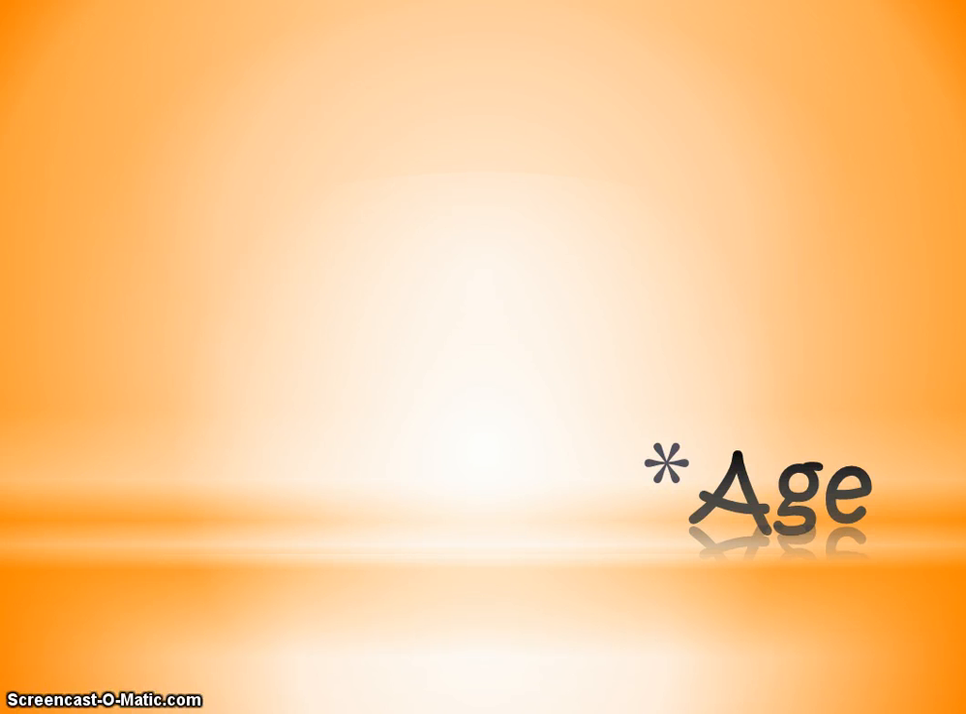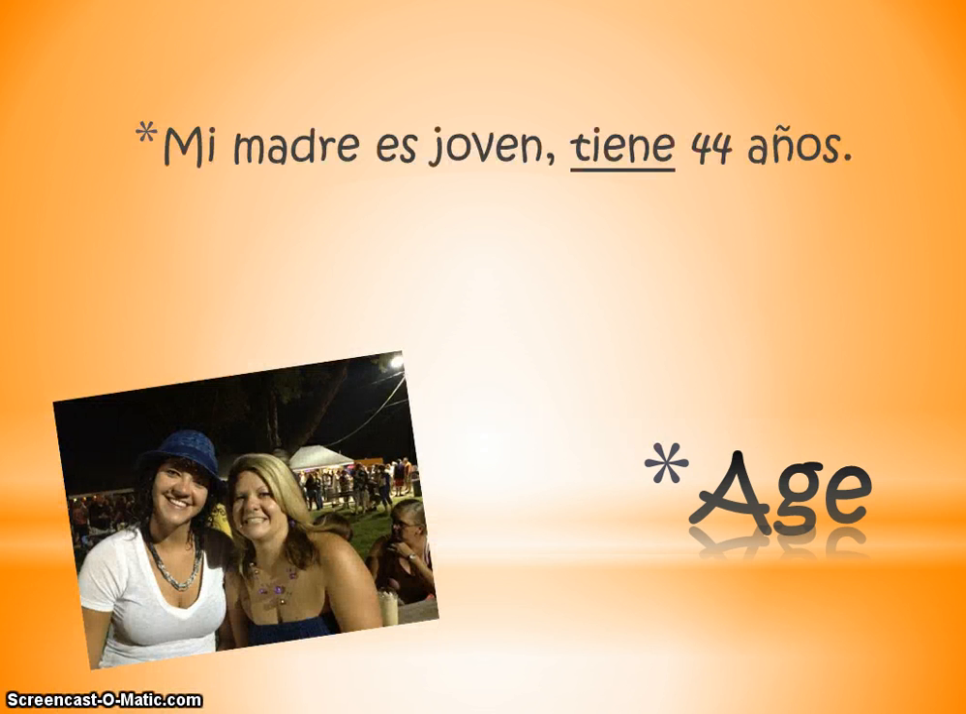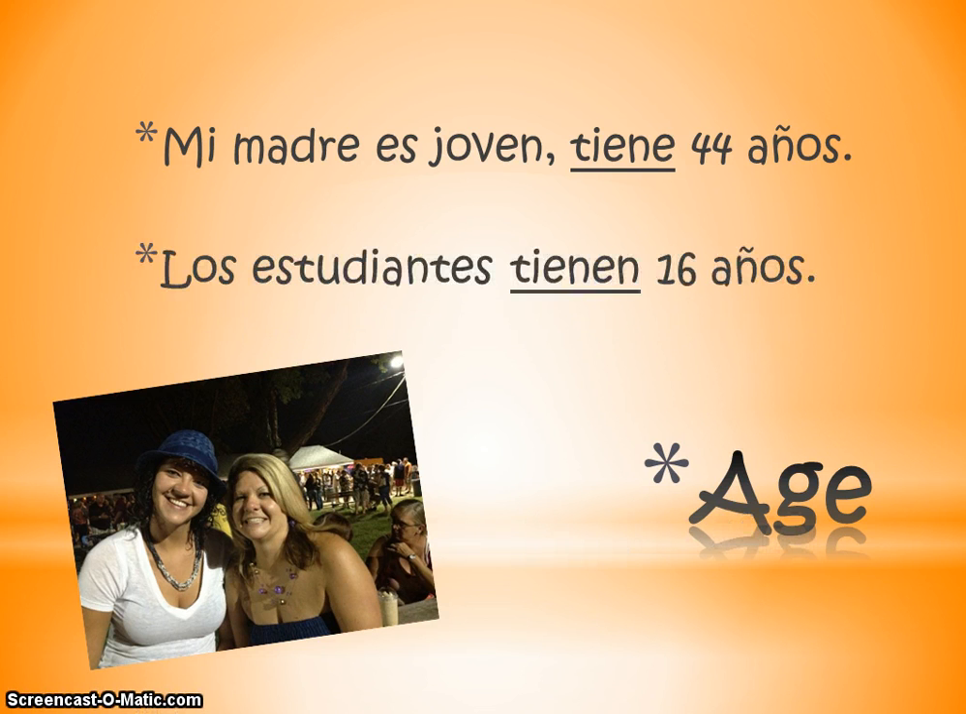So on top of haves and things that you have to do, we also use the verb tener to talk about age. So for example, mi madre es joven, tiene 44 años. My mom is young, she is only 44 years old. Los estudiantes tienen 16 años. So the students are 16. Literally, it means the students have 16 years. Now remember, you have to have that tilde above the N in años, okay, in order to make it mean years. Okay, so make sure that you are including that tilde as well as every other accent mark that belongs on any of the words.